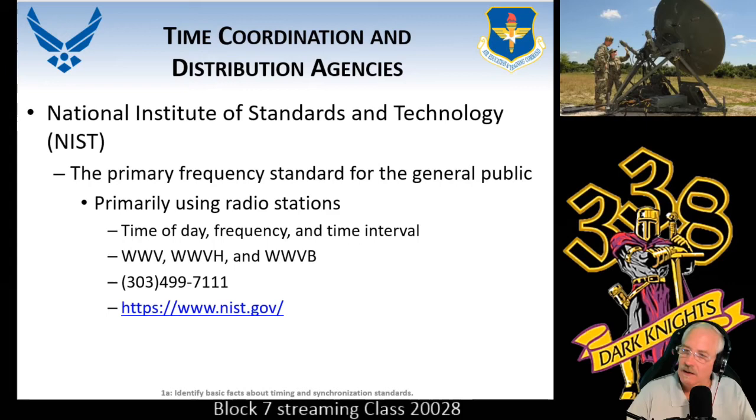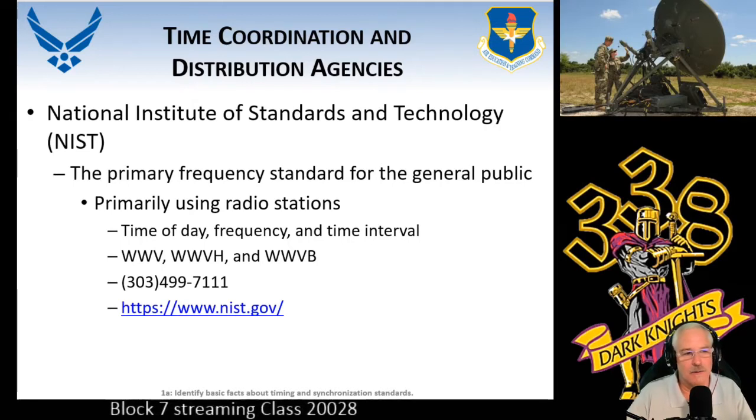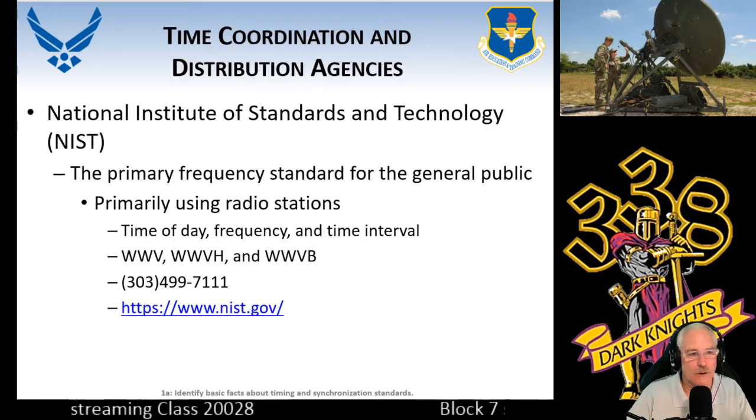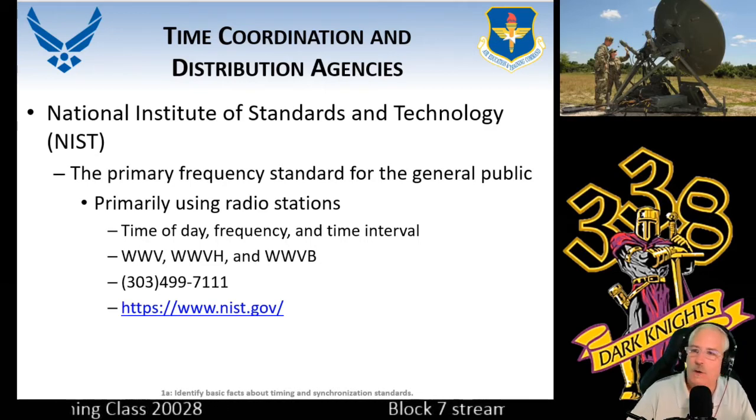Then we have NIST. This is the civilian side of the house. So you have the military side and then the civilian. Why is it important to us? Well, if you take a look down in the middle part of this slide, you'll see WWV, WWVH, WWVB. Those are three agencies. WWV is the headquarters in Maryland. WWVH is Hawaii. WWVB is Boulder, Colorado.